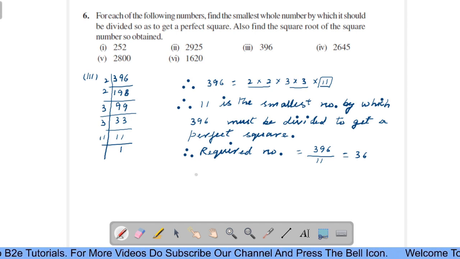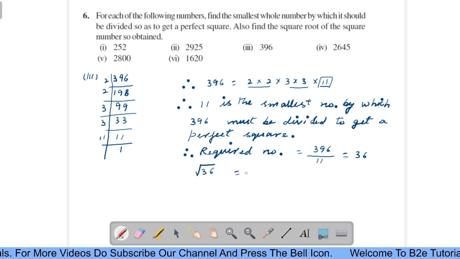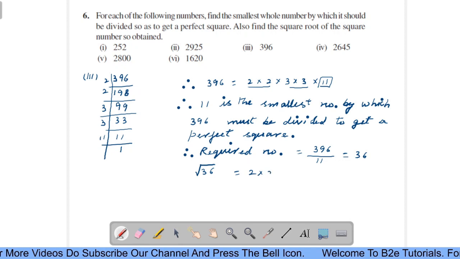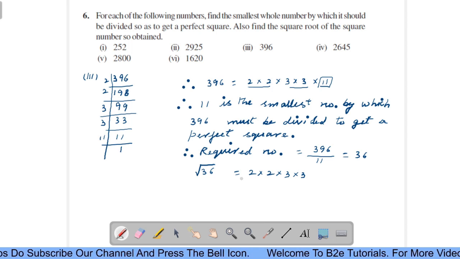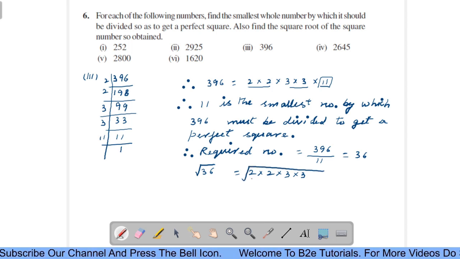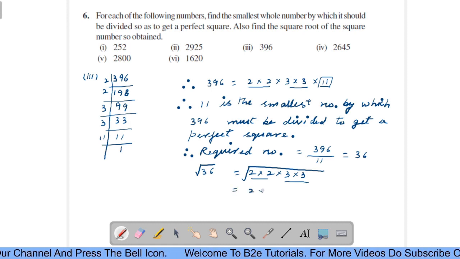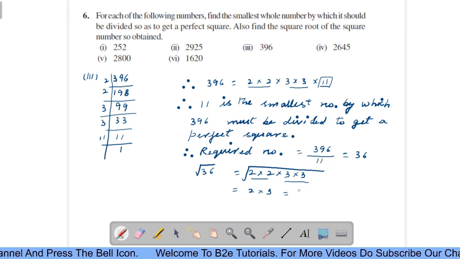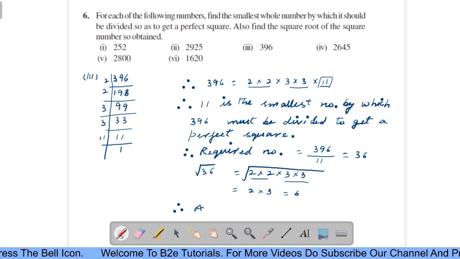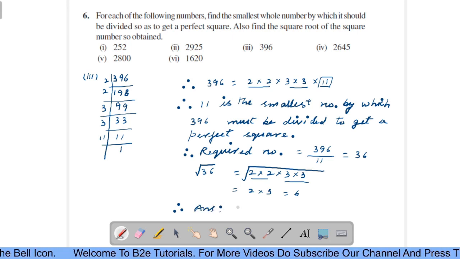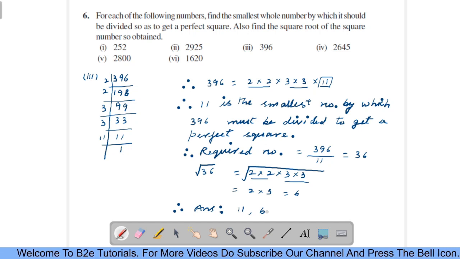Let us find out the square root of 36. The square root of 36 equal to 2 into 2 into 3 into 3 within the square root. Here make pairs of 2. You will get 2 into 3, that is 6. Therefore your answer is 11 and 6. Now come to next part.